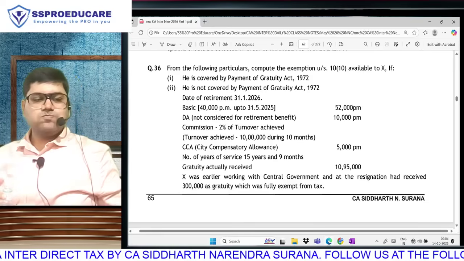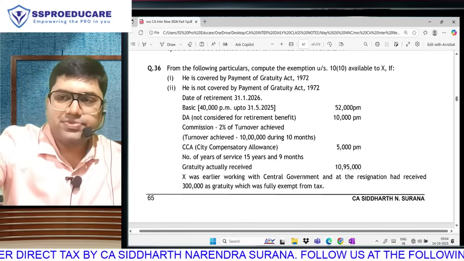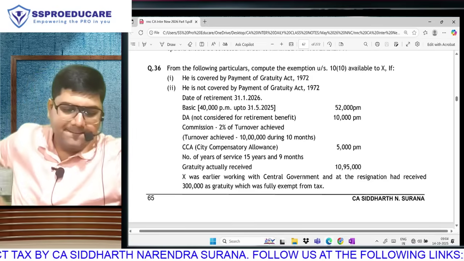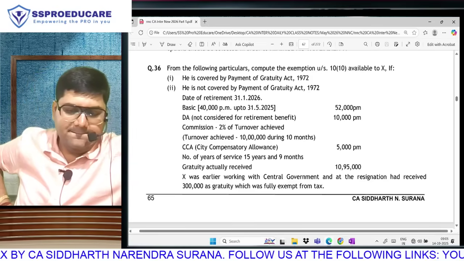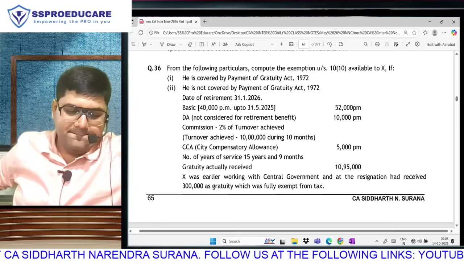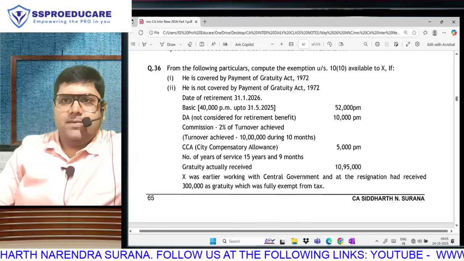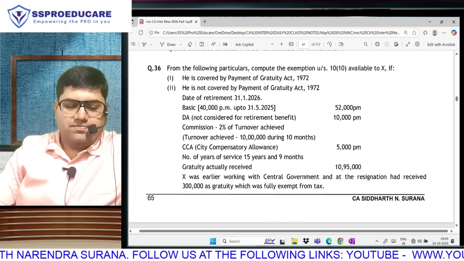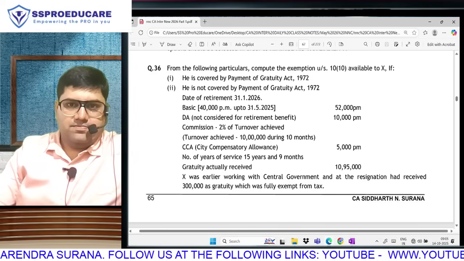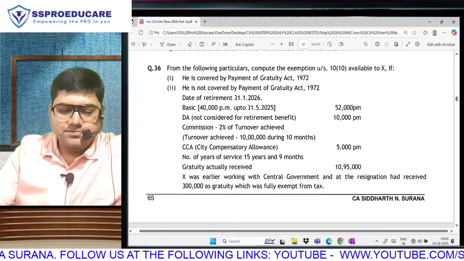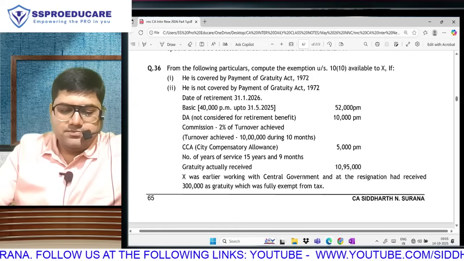So the following particulars come to the exemption under section 10 clause 10 of Education. If it is covered by the Payment of Gratuity Act 1972, and second, if it is not covered by the Payment of Gratuity Act 1972. Date of retirement is 31st Jan 2026. Basic 40%, 25, that is 52,000 per year.